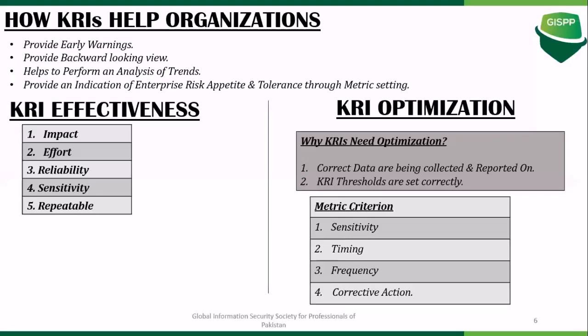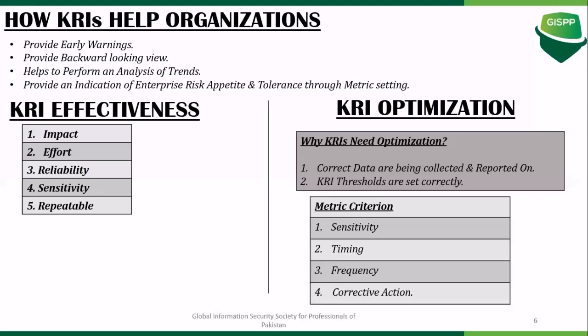So let's say you are selecting the metrics, and you are collecting the logs at midnight, but that risk event is not supposed to materialize at midnight. It is supposed to materialize at 5 a.m. in the morning. So if you need to tune your time period, that is related to your timing aspect. The other thing can be the frequency.